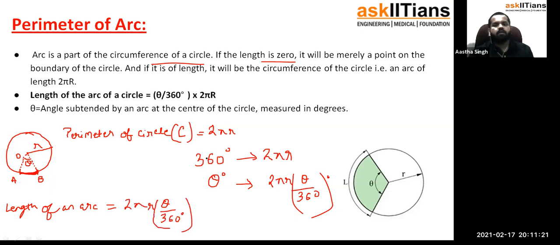When the whole angle is 360, you will get the value of 2 pi r, which is the perimeter or the circumference. Then what will be the length if the angle made by the arc is theta degree? It will be 2 pi r multiplied by theta upon 360. Just remember this, always remember this, right?